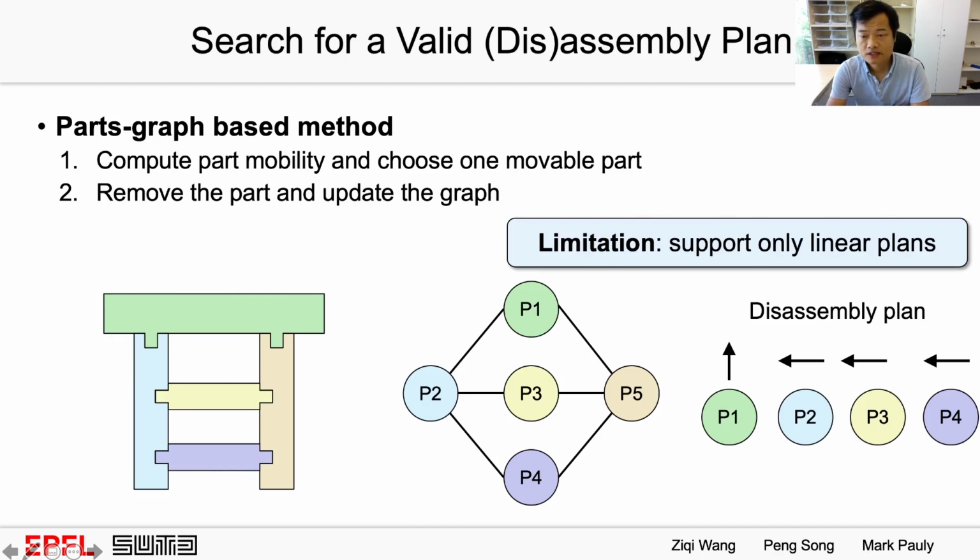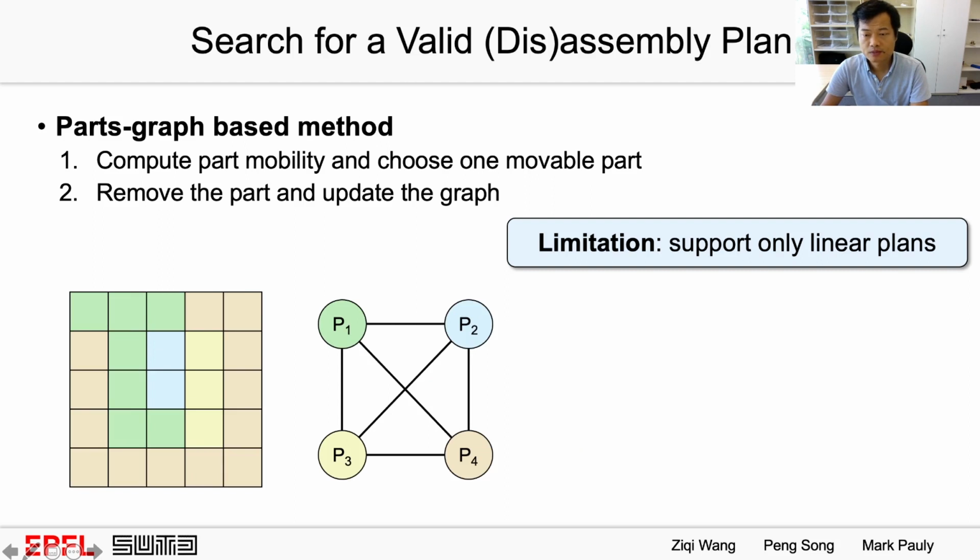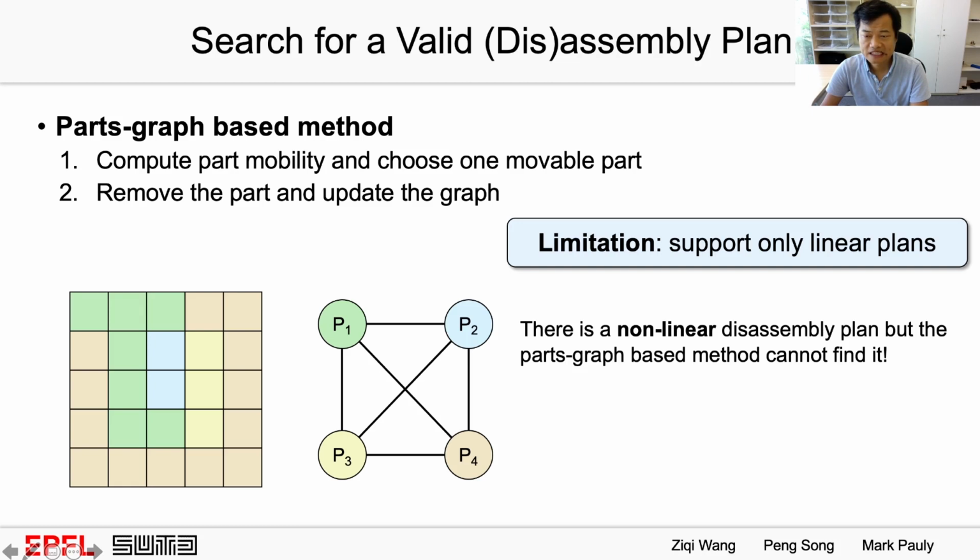One limitation of this path graph-based method is that it supports only linear disassembly plans. Look at the computed disassembly plan here. In this plan, we take out each single part at a time. Due to this limitation, this method cannot search a valid plan for this assembly since there is no single part removable from the assembly. However, there is indeed a nonlinear disassembly plan.